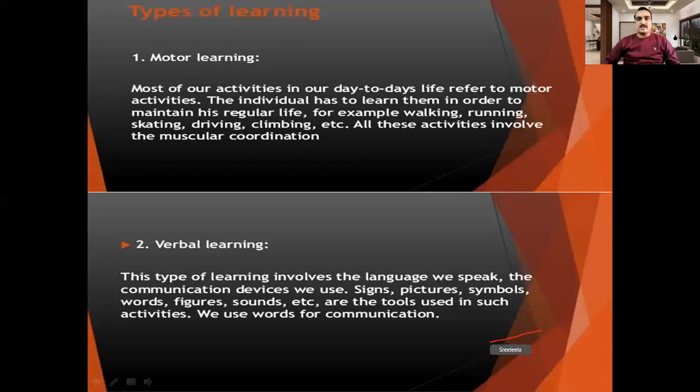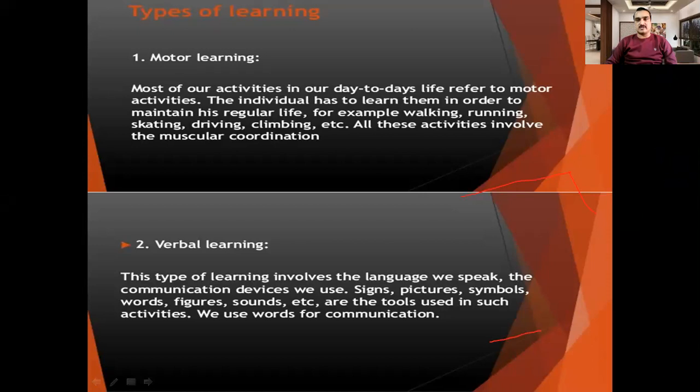The types of learning are identified by psychologists based on the nature, or you can say the characteristics of learning that we are supposed to talk about now. The first type that influences everyone's personality is motor learning. The first type of learning is motor learning. So what is the meaning of motor learning?